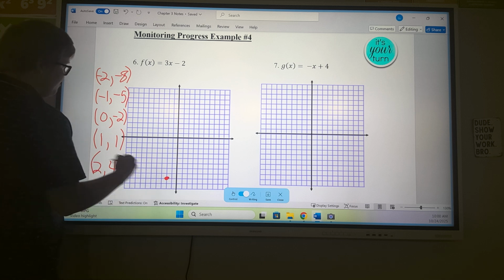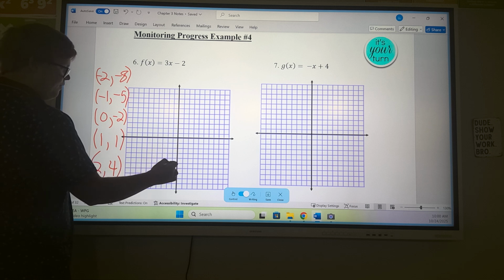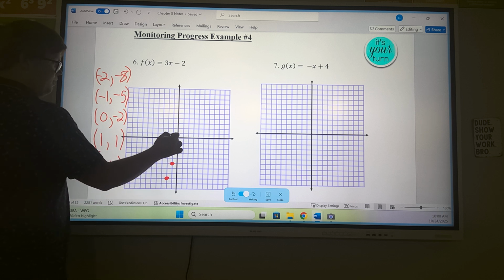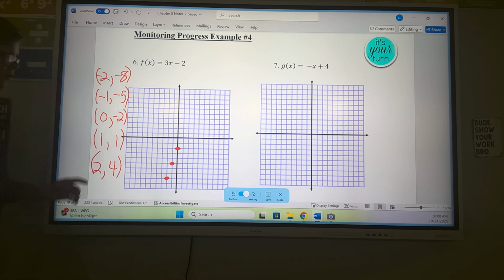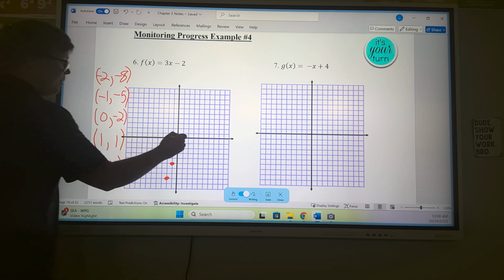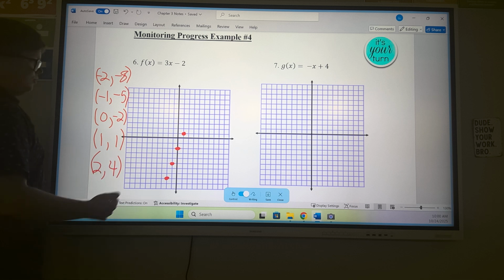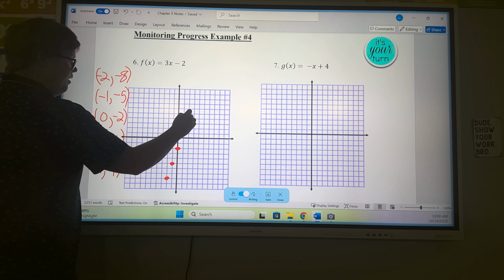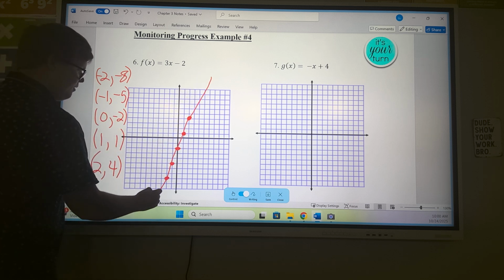Okay? Our second point was -1, -5, so left 1, down 5. 1, 2, 3, 4, 5. Our third point was 0, -2. So we're on 0, we go down to -2. Our fourth point was 1, 1, so that means we go right 1, up 1. And our last point was 2, 4, so we go right 2 and up 4. 1, 2, 3, 4. And if you notice, it is a straight line. So go ahead and draw your straight line.